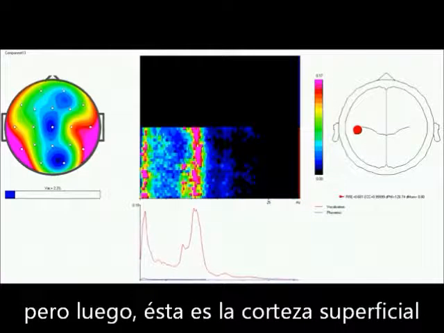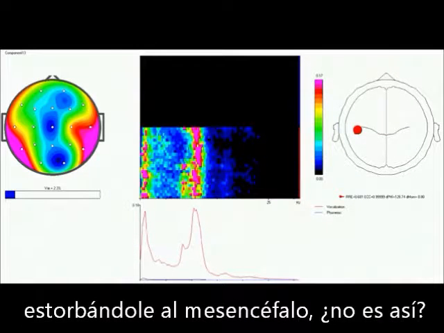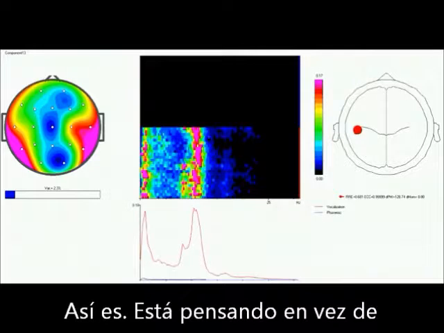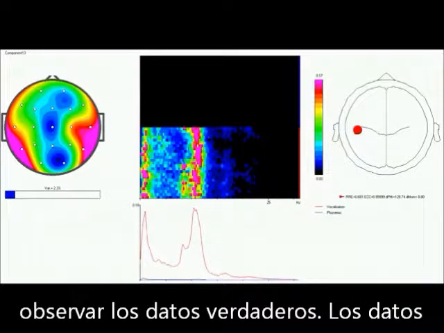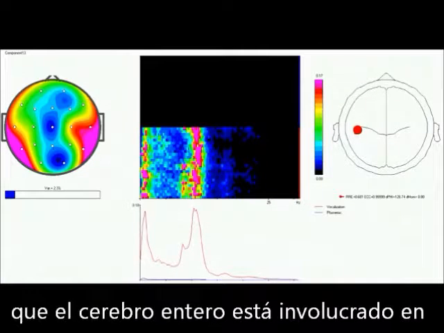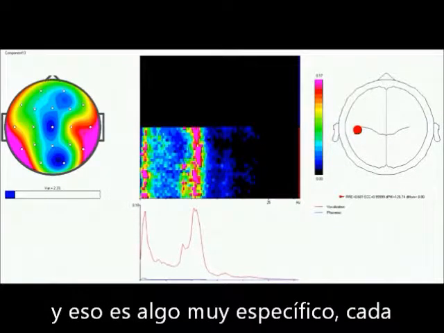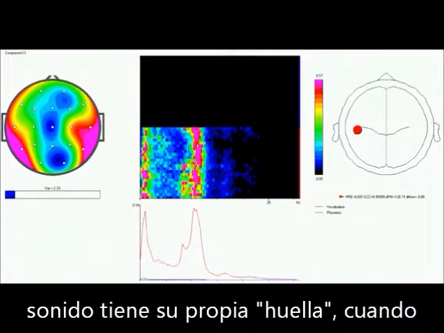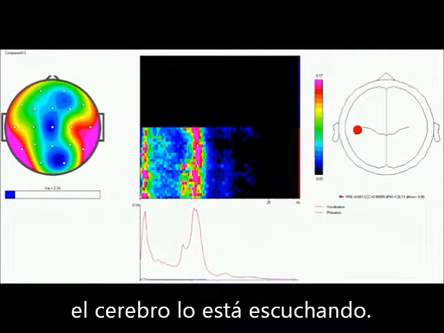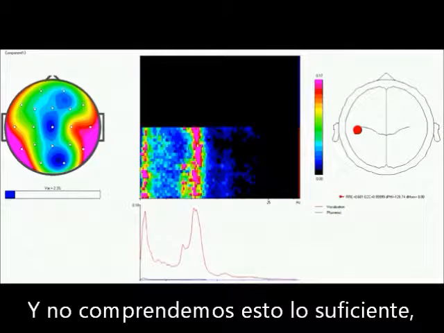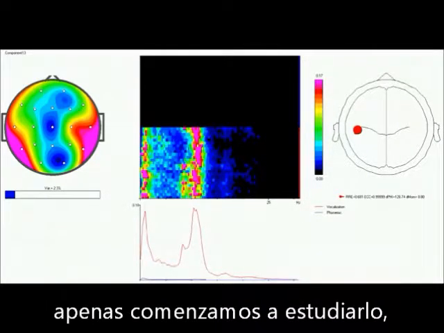But then that's the surface cortex getting in the way of the midbrain, isn't it? Yes, it's thinking instead of observing the actual data. The real data basically shows us that the entire brain is involved in this, not just the auditory cortex, and that it's very, very specific. Each sound has its own fingerprint when the brain's listening to it. And we don't understand this nearly enough. We've only started to look at this.